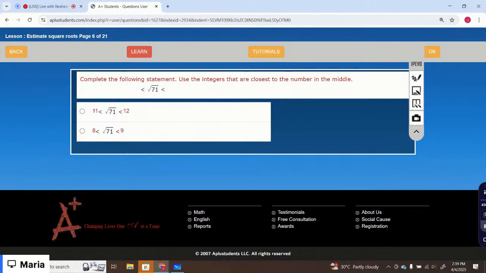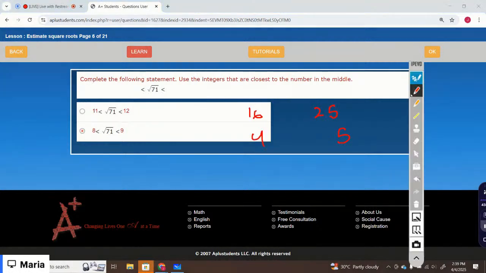The square root of 71 is between 8 and 9, because the squares just below and above 71 are 64 and 81. So the square root of 71 is between 8 and 9.